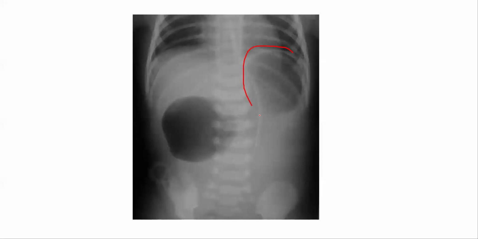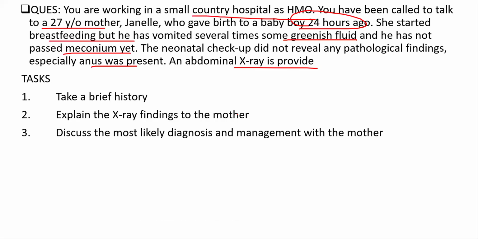What you see on this X-ray is called double bubble sign. So see the two gaseous structures, that's double bubble sign, that's pathognomonic for duodenal atresia. So you take a brief history from the nurse, explain the X-ray finding to the mother, discuss the most likely diagnosis and management with the mother.